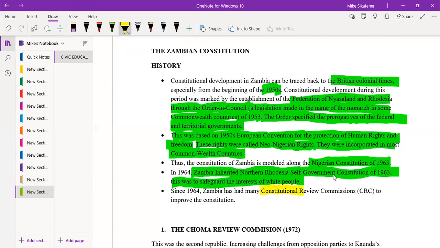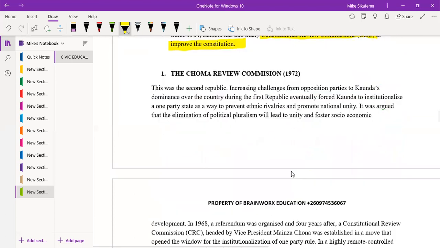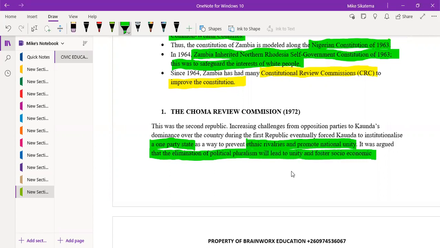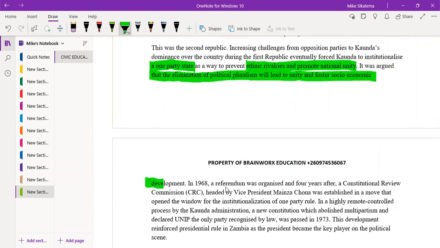Zambia has had many constitutional review commissions to improve the constitution. So what was the first constitutional review commission? This happened towards the Second Republic, Kaunda's time. Increasing challenges from opposition parties to Kaunda's dominance over the country during the First Republic eventually forced Kaunda to institutionalize a one-party state as a way to prevent ethnic rivalries and promote national unity, one Zambia, one nation. It was argued that the elimination of political pluralism would lead to unity and foster social and economic development.